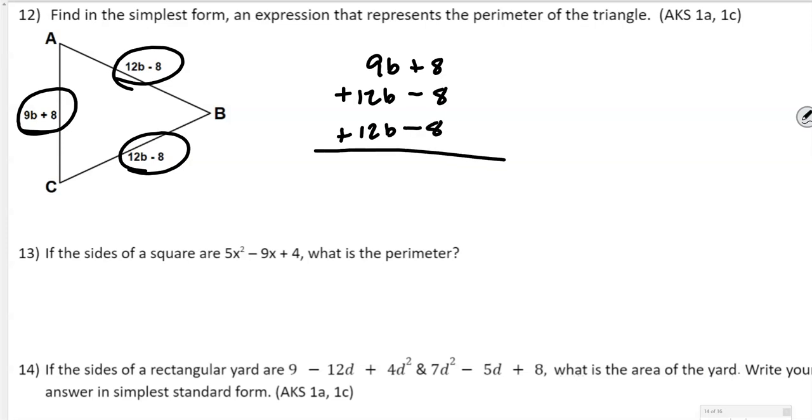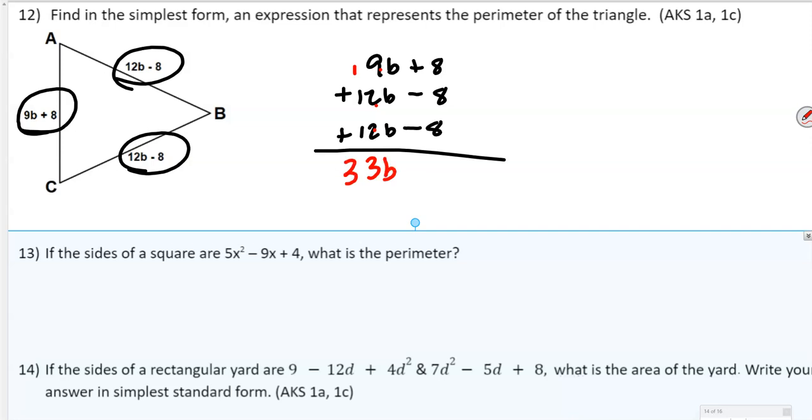Okay, so I'm just going to add. 2 plus 2 is 4, and 4 plus 9 is 13. So I'm going to add that one there. There's 3. And so this is going to be 33b, right? This plus 8 and this negative 8 cancel each other out, so that's just minus 8. So there it is, the three sides added together.